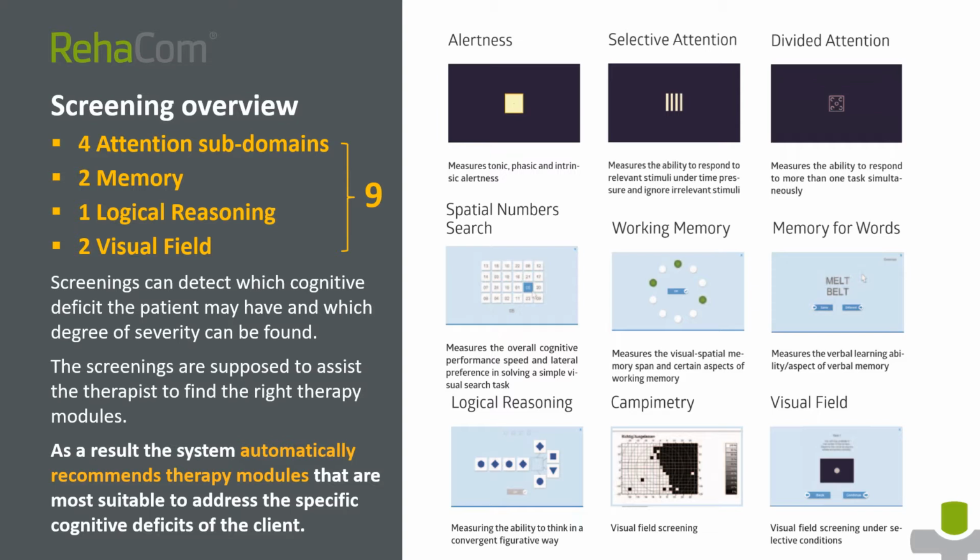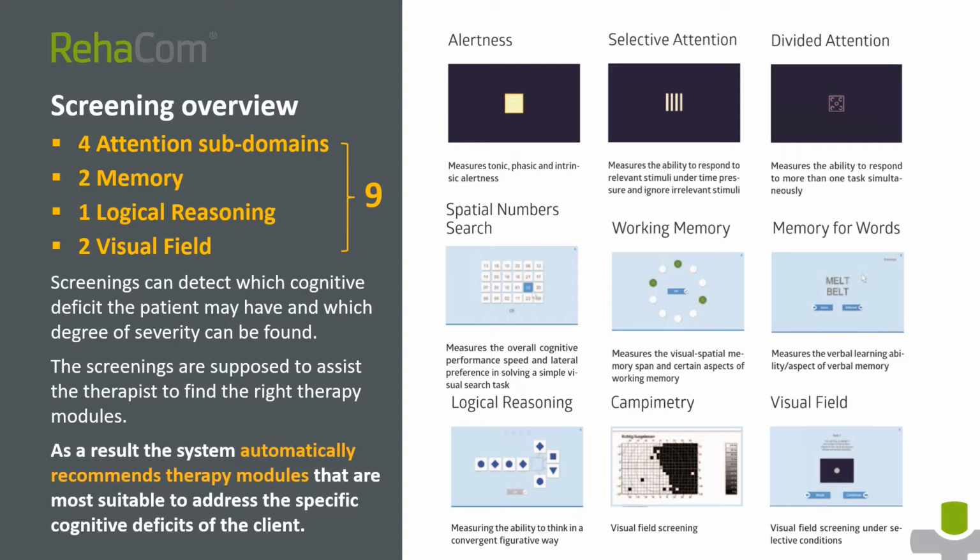All screening modules deliver normative data in order to compare the patient's results with data of healthy persons of the same age and gender. The screenings indicate the deviation from the norm value. The screenings are supposed to assist the therapist to find the right therapy modules. They can detect which cognitive deficit the patient may have and which degree of severity can be found.